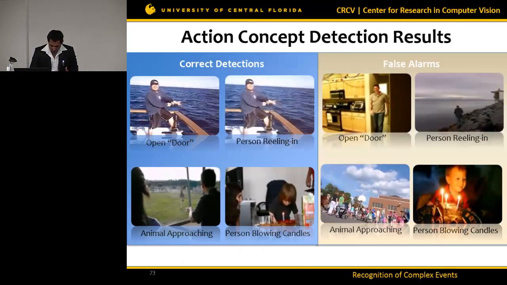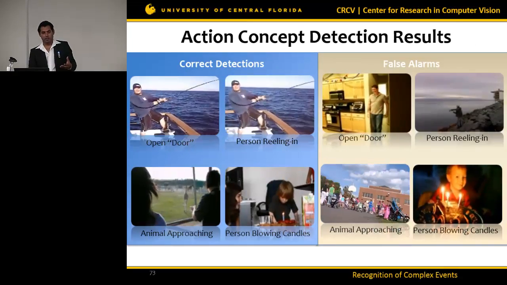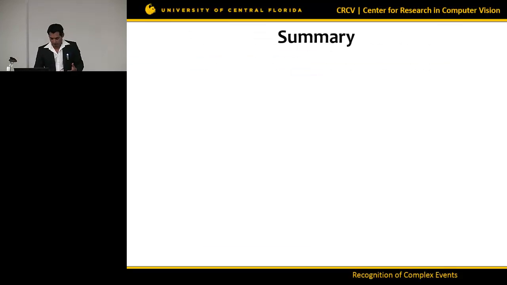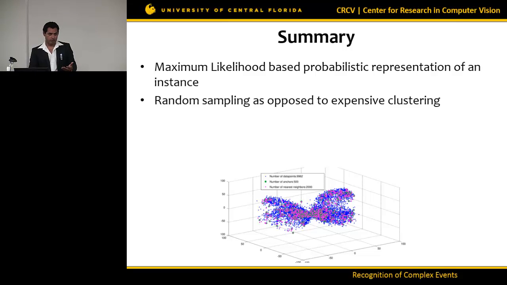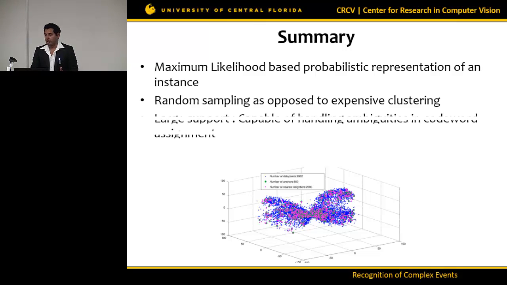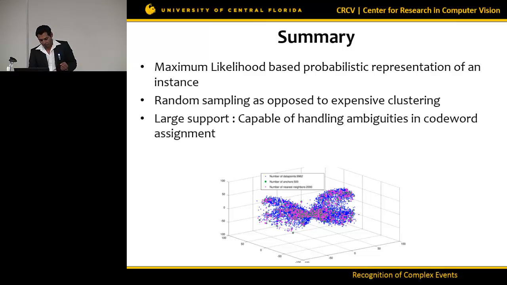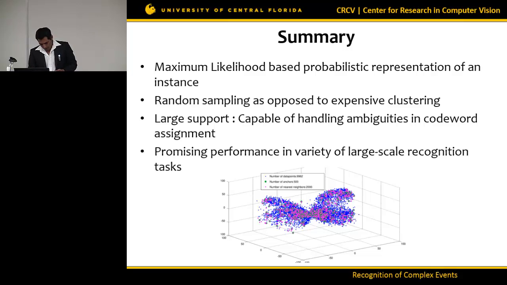Here are some qualitative results on the correct detection of concepts. And now we go to the summary part, where we introduce the MLE-based representation of an instance, which is very different from bag of words. We can use random sampling instead of computationally intensive clustering. The other part is that, since we are using a large number of support points from different data points, the representation is much more efficient.